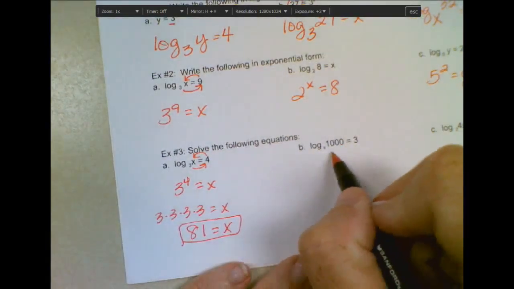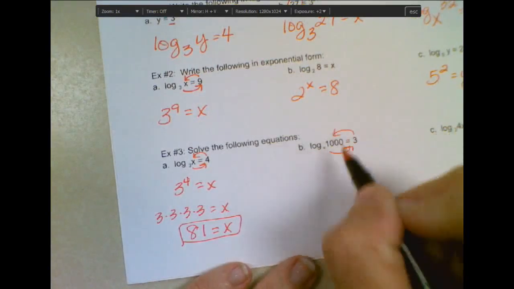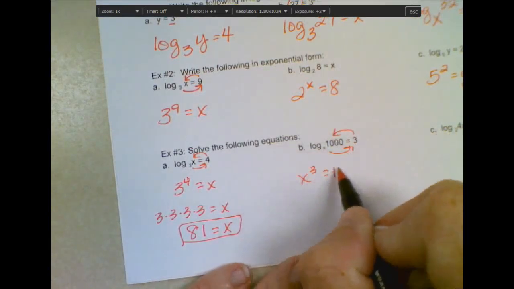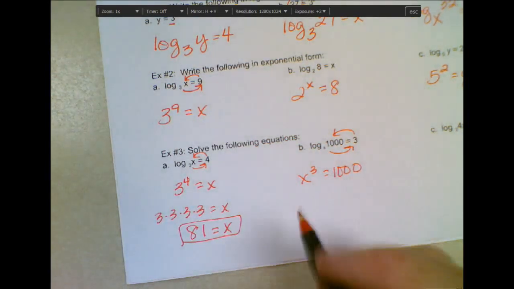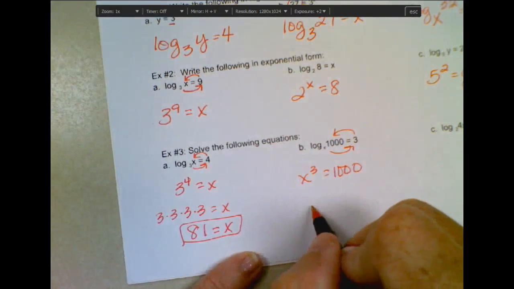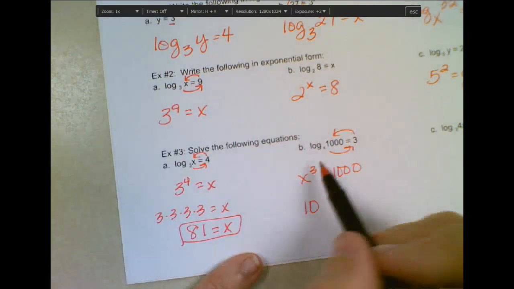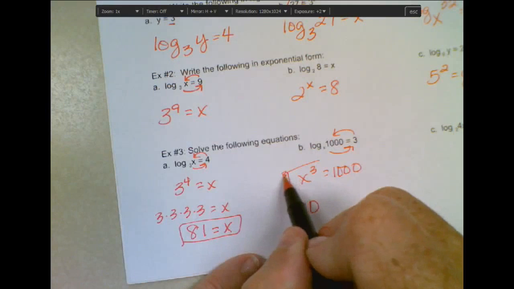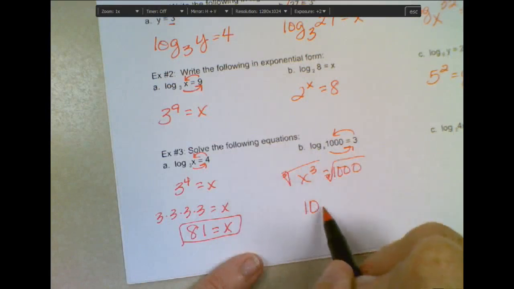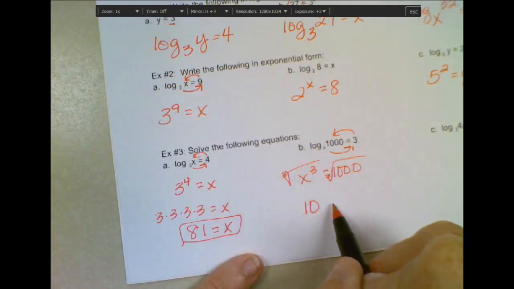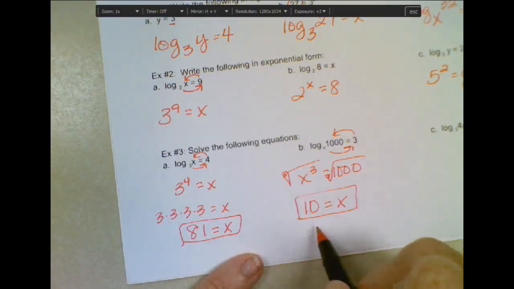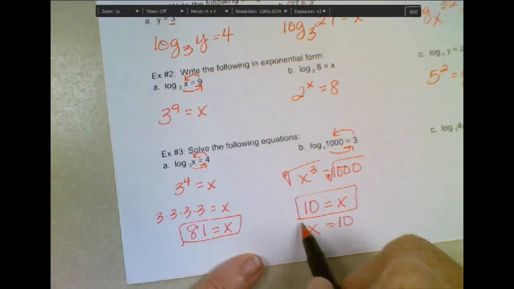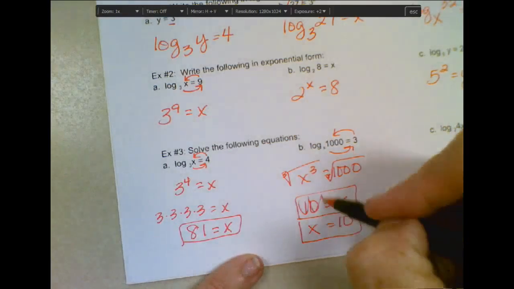For B, it's x to the 3rd power equals 1,000. Something to the 3rd power equals 1,000. The nice thing about multiples of 10 is it's simply that many zeros. So one way you could solve that if you had to was take the cube root of both sides. The cube root of 1,000 is 10, so our x equals 10. I guess we should write that the same direction to be less confusing. Okay?